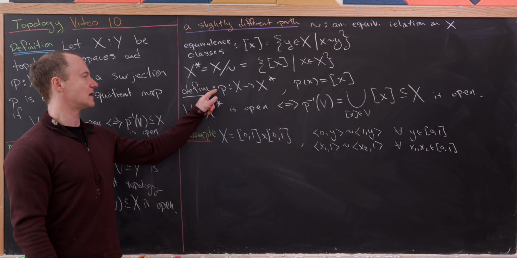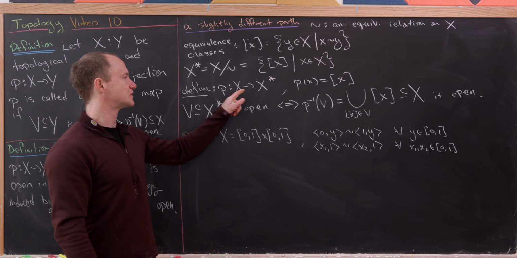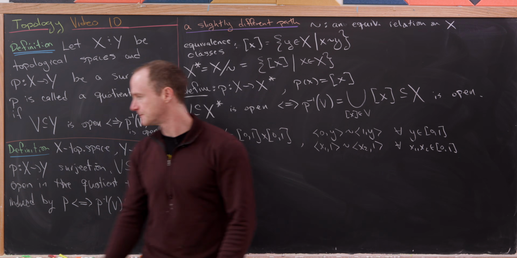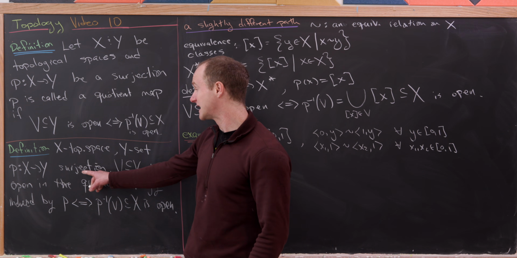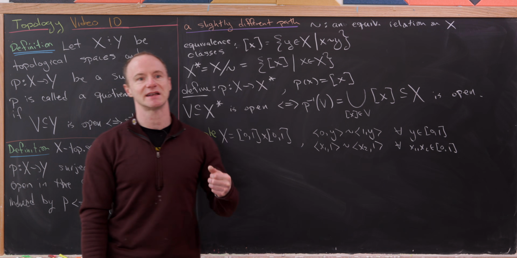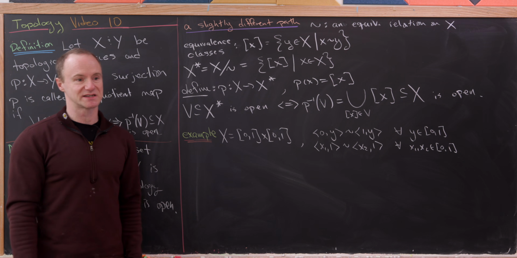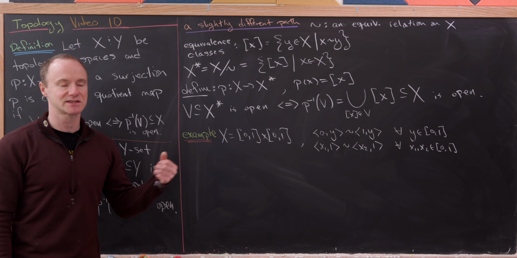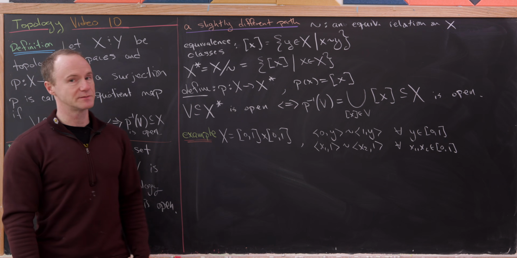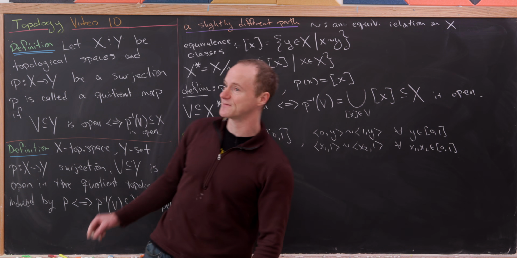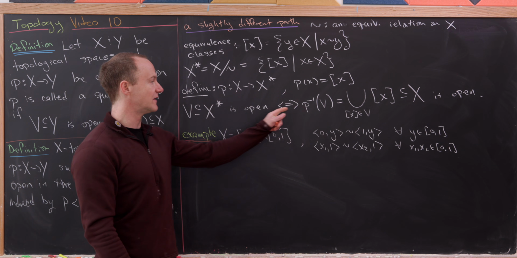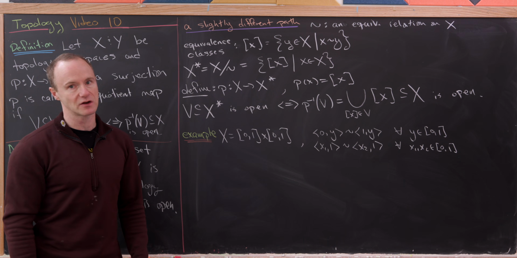Now let's define a function P, which goes from X to X star, and it just takes an element of X and sends it to its equivalence class. So let's observe over here, that's clearly a surjection. In fact, it's a natural surjection from a set to the quotient set under the equivalence relation. Okay, and then observe that in the quotient topology as defined over here, we have a set V of X star is open if and only if its pre-image is open in the original space.